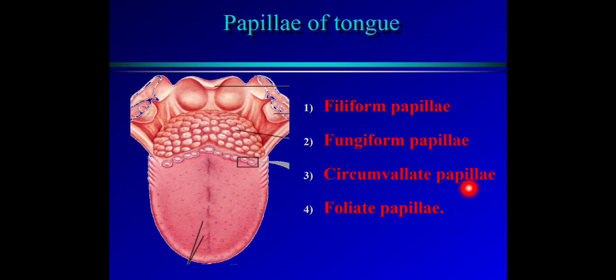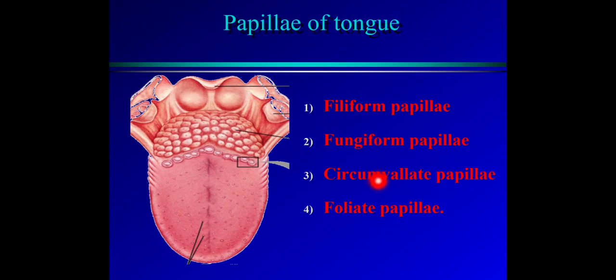Then circumvallate papillae. There are 8 to 12 circumvallate papillae. These are present just in front of the sulcus terminalis. Here this V-shaped line divides the anterior 2/3 and posterior 1/3 of the tongue. This is the sulcus terminalis. Just in front of that, these large circular papillae seen here are the circumvallate papillae. And at the junction of the anterior 2/3 near the posterior 1/3 of the tongue, these papillae seen here are the foliate papillae.